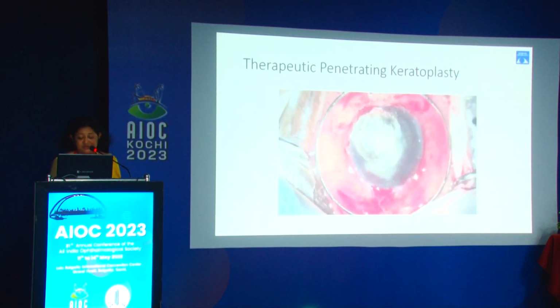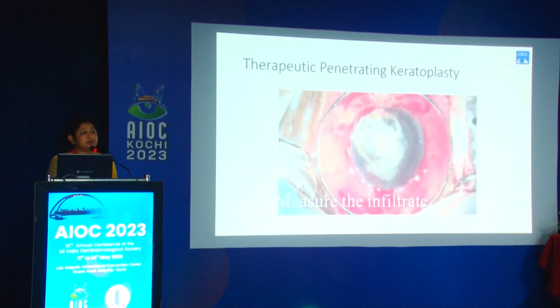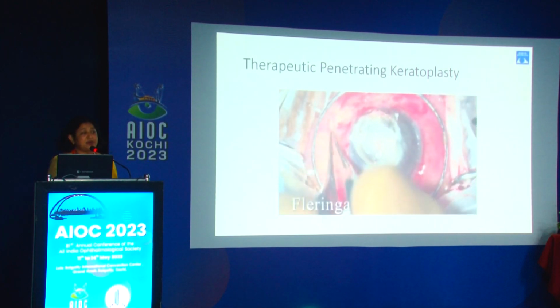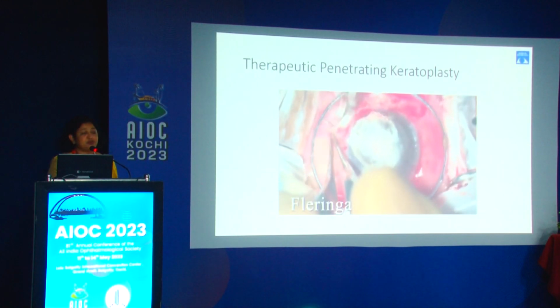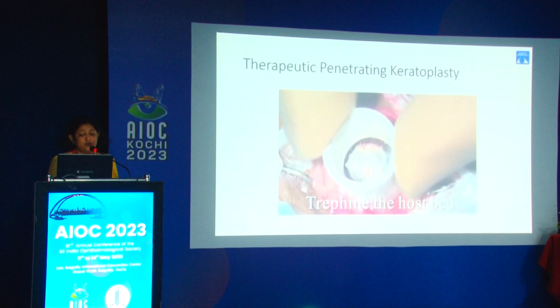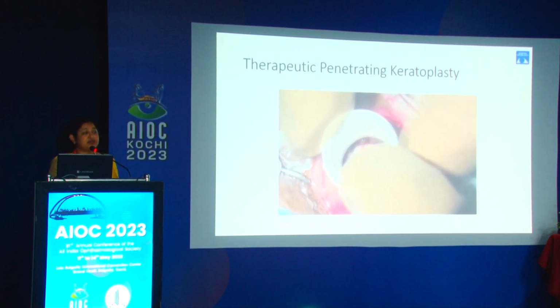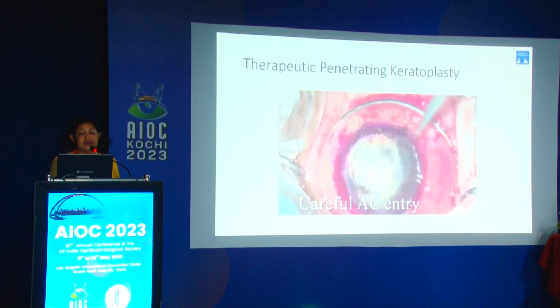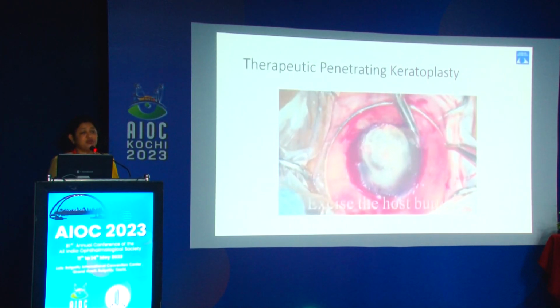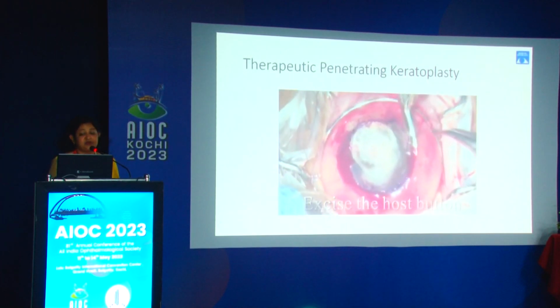Now, the basic steps that we just went through, a video summarizing that. You first measure the size of the infiltrate, a 0.5 to 1 millimeter larger. Anchor the Flieringa ring with a deep episcleral bite using an 8-0 nylon. Trephine the host bed. We usually don't want to go full thickness in an inflamed eye because most of the time the anterior chamber is shallow to flat. Careful entry. Inject visco to form the anterior chamber.